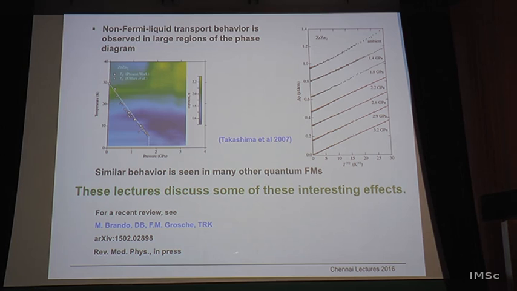OK, so any questions at this point? Yes? Other than the different temperature dependence, is there any other implication of non-Fermi liquid behavior in these materials? OK, so the question is whether there are other indications of non-Fermi liquid behavior in this region of the phase diagram, other than the transport. That has not been looked at in detail for zirconium zinc 2.